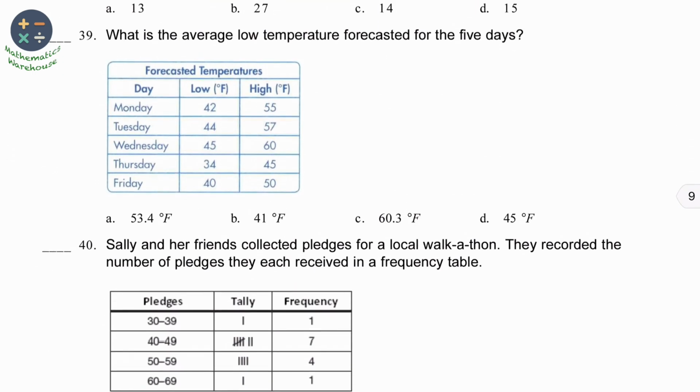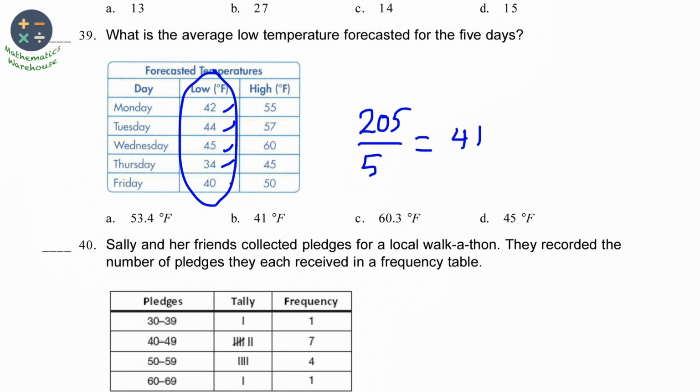Next question. What is the average low temperature forecasted for the 5 days? The low temperatures here: 42 plus 44 plus 45 plus 34 plus 40, which has a total of 205, divided by how many? 1, 2, 3, 4, 5. So it would be 41. So the answer is 41 degrees, which is B.